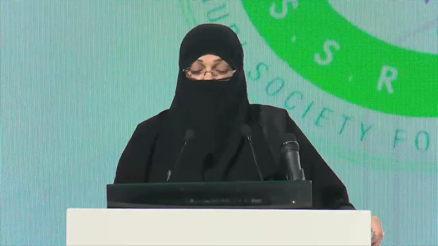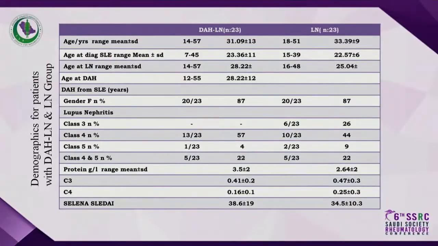And the females were more, as we know, in SLE: 87, and in the lupus nephritis group, 87. All of them showed a proliferative type of lupus nephritis, mainly class 2, class 4, and 5, or a combination. And in the lupus nephritis group, we had about 6 cases that had class 3. They had a mean protein that was comparable, as well as the complement, and the SELENA-SLEDAI was comparable also.